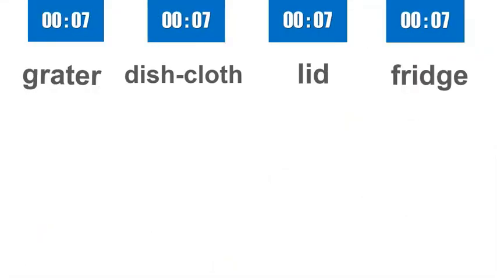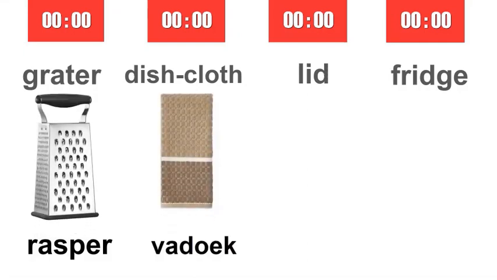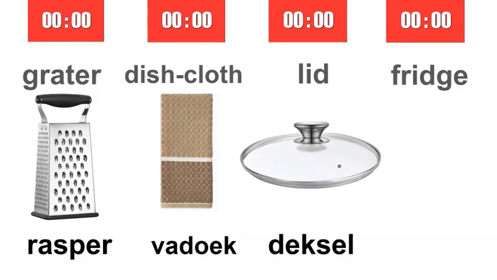What is a grater in Afrikaans? What is a dishcloth in Afrikaans? What is a lid in Afrikaans? And what is a fridge in Afrikaans? A grater is a rasper, dishcloth, vaardoek, lid, deksel, fridge, yskas.